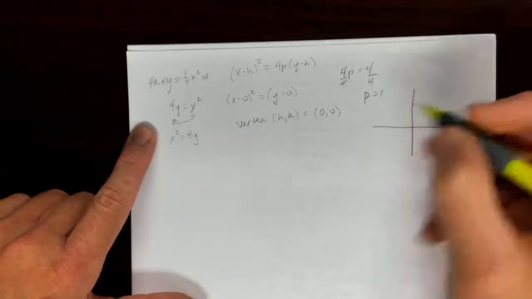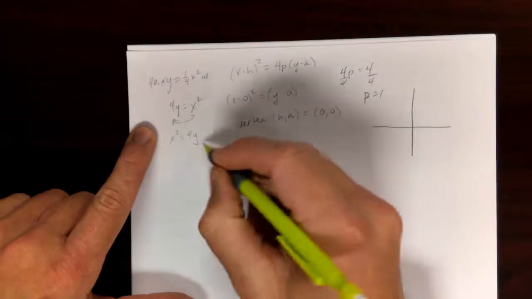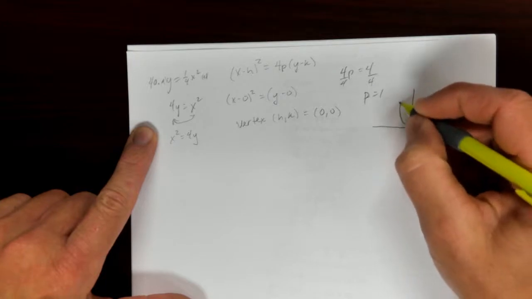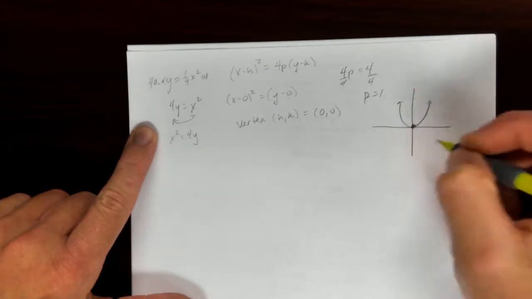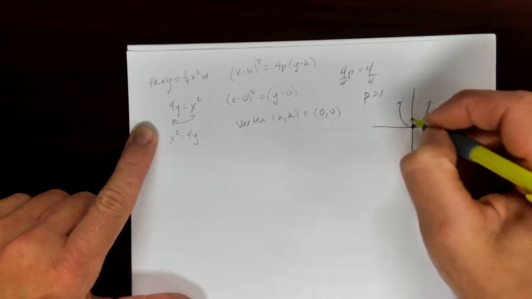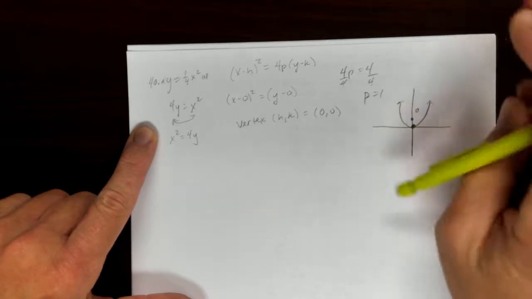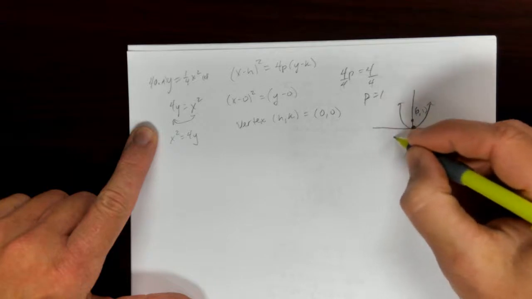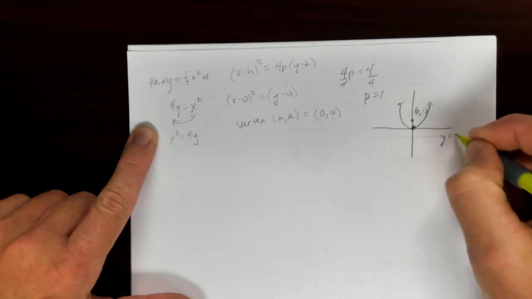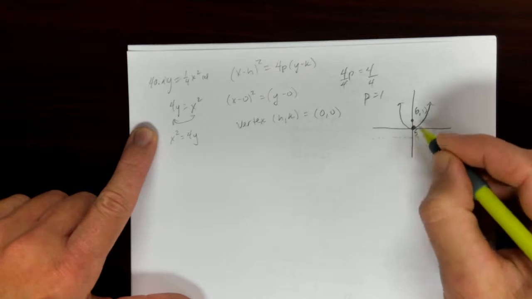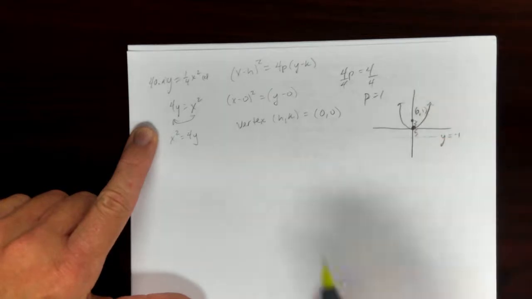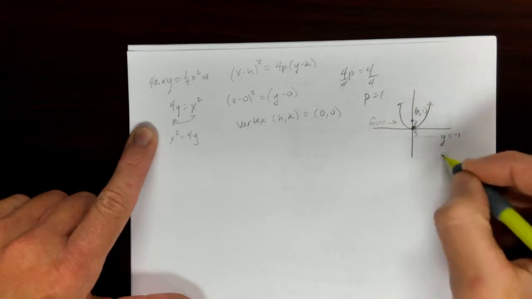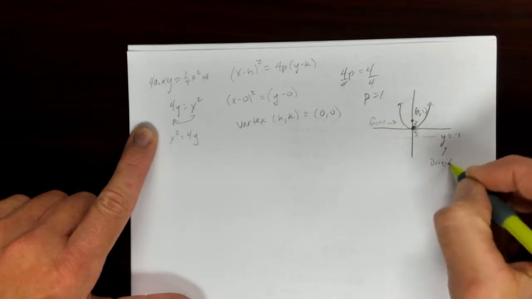Alright, now let's look at our equation. We have a positive equation, so we know that the parabola is going to open upward. The vertex is at (0, 0), that's the minimum. We have a focus that is at (0, positive 1). And then we have the directrix, which is at y equals negative 1, because both of those are 1 unit away, which is what the p value tells me. So there's your focus, and there's your directrix.